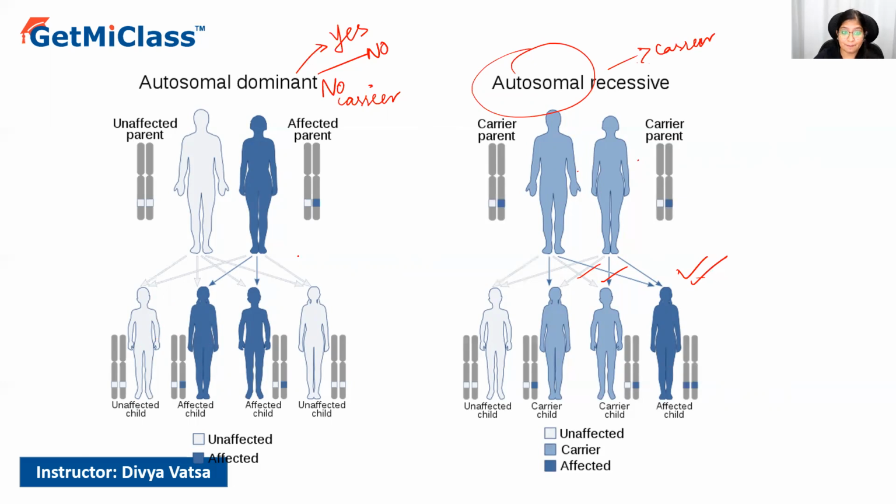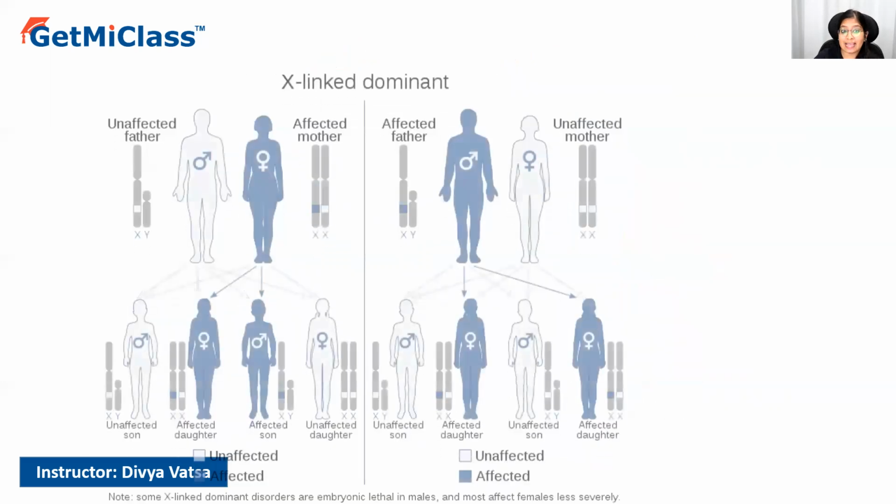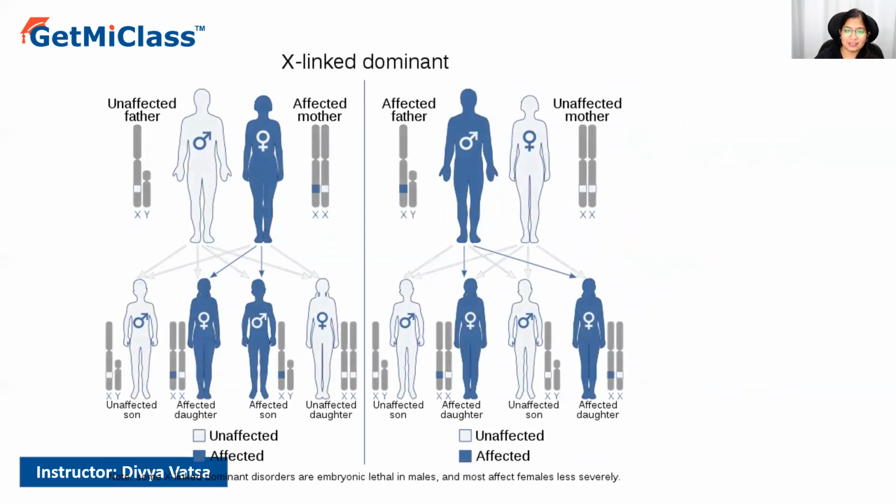But in the case of X-linked dominant, we will see that the disease, if it is in a father, will mostly only affect the daughters. Okay, if the father has it.